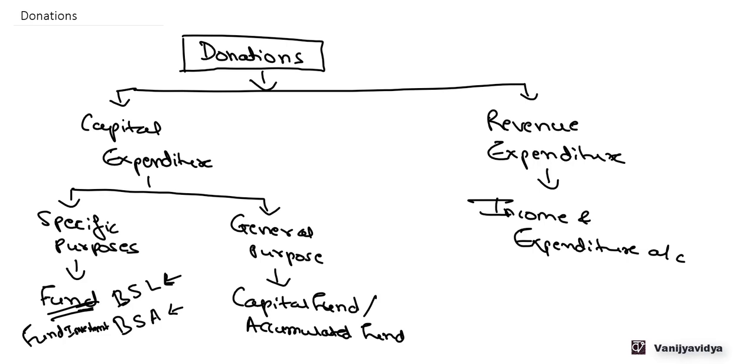So all those expenses and income will not be considered in the income and expenditure account, since they are specifically for the purpose of that fund, or that income is also received from that particular fund investment. So all this will be accounted in this fund account instead of the income and expenditure account. And this is known as fund accounting.